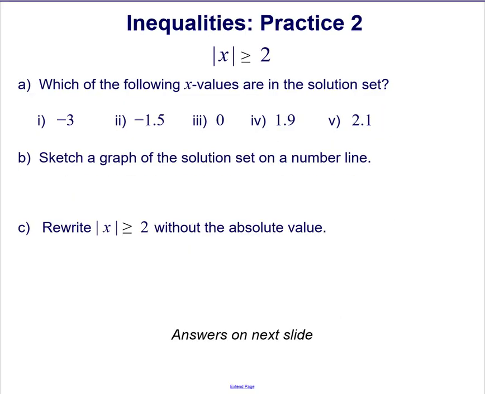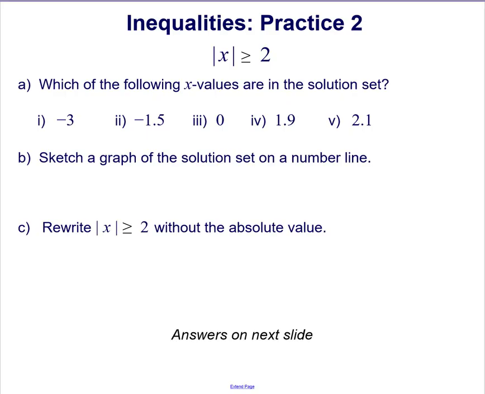Here's a second set of practice problems. This time we are looking at the absolute value of x greater than or equal to 2. For part A, you want to find which of the following x values are in the solution set. Part B, you want to sketch a graph of the solution set on a number line. And part C, you want to rewrite the absolute value of x greater than or equal to 2 without the absolute value symbol. This is a good chance for you to pause the video, try these three parts of problem set 2 by yourself on a piece of paper, and when you have your answers, resume watching the video to reveal the answers.